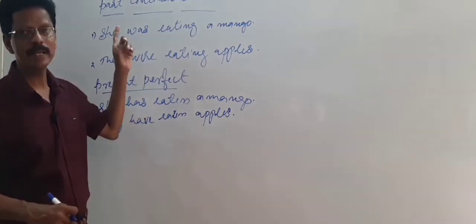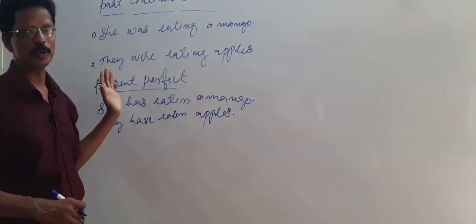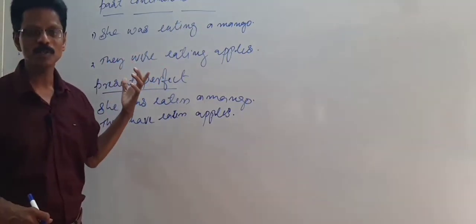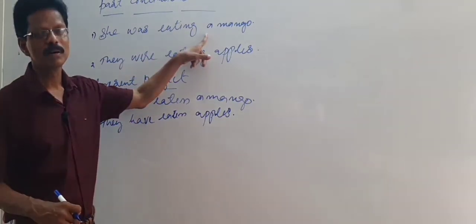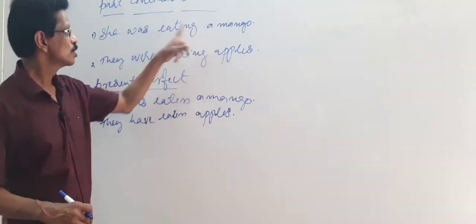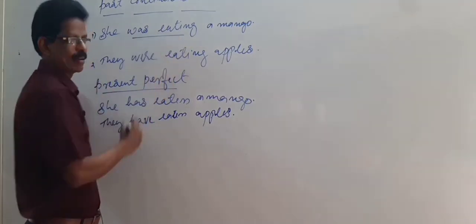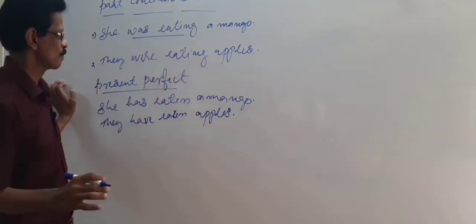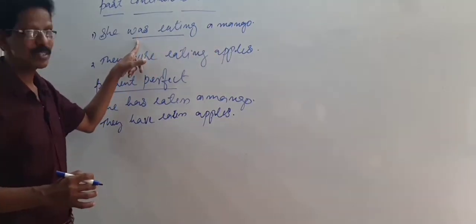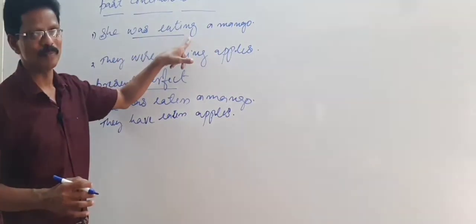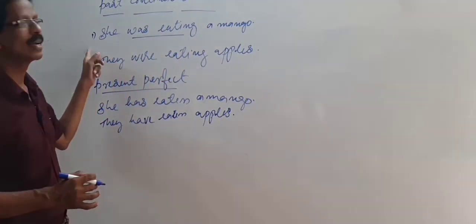So how to change the past continuous tense into passive voice? See, if you know present continuous, it is easy. Why? Because she is eating a mango. Change it into past continuous: she was eating a mango. So is eating became was eating. That is the only change, so it is very easy. So a mango, verb was, ing form, being eaten. A mango was being eaten by her.